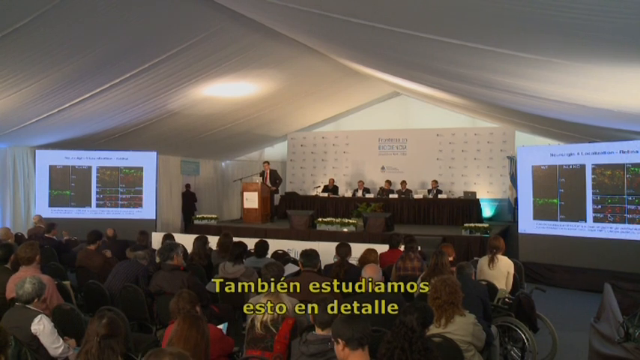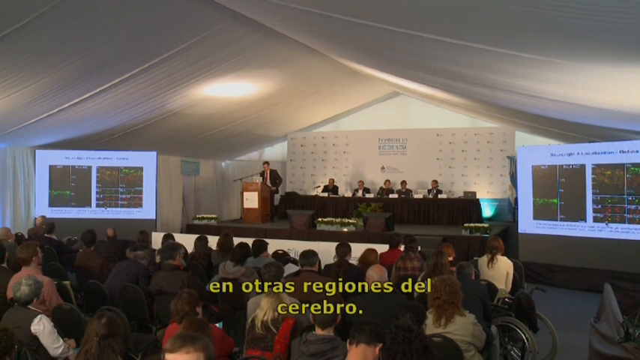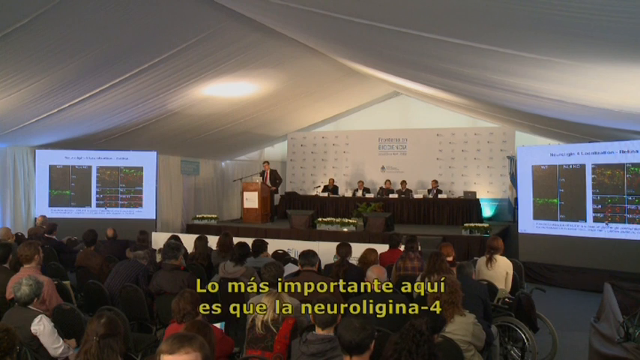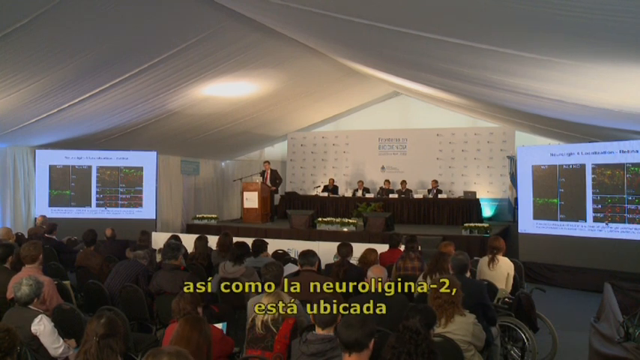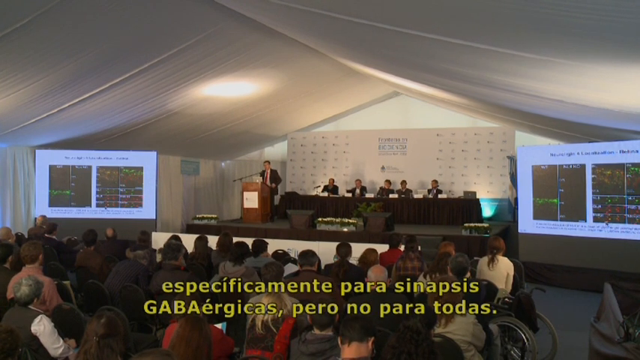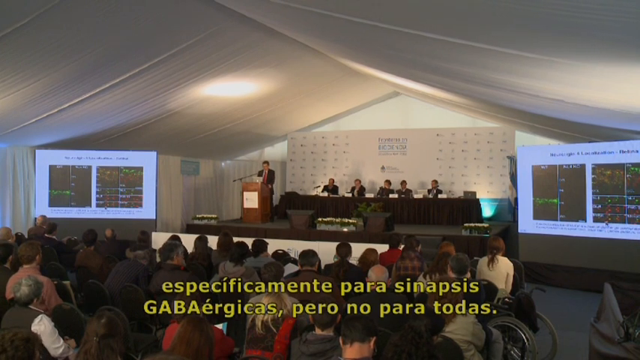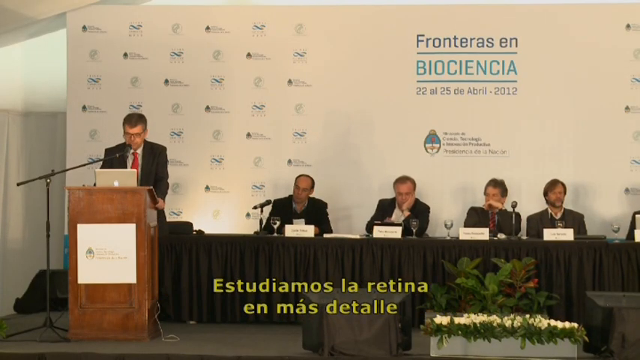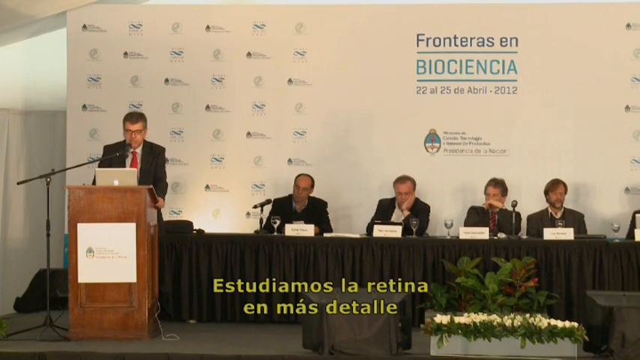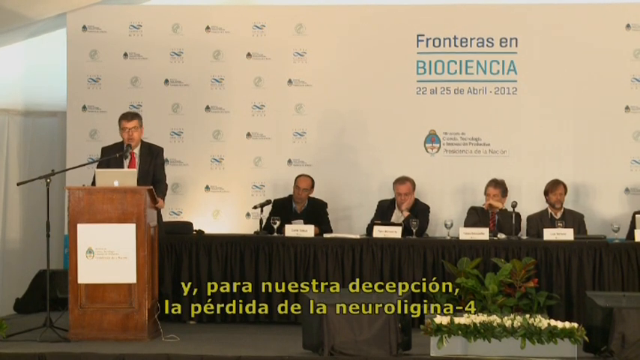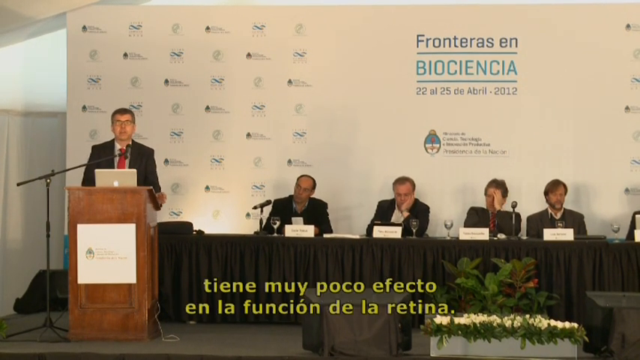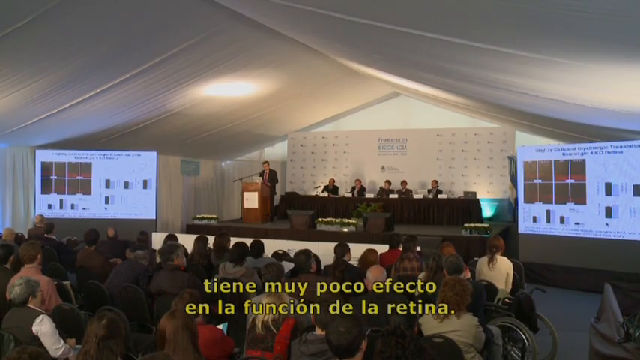This has been studied by us in quite some detail, also in different brain regions. The gist of all these data is that neuroligin-4, like neuroligin-2, is localized very specifically to GABAergic synapses, but not to all GABAergic synapses. We studied the retina in a little bit more detail, and to our disappointment, the loss of neuroligin-4 has very little effect on retinal function.